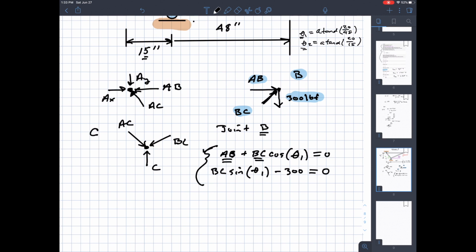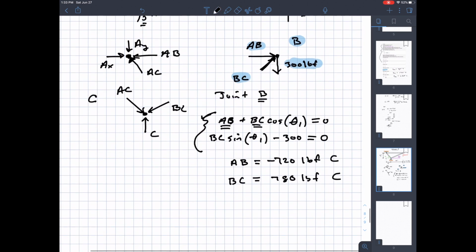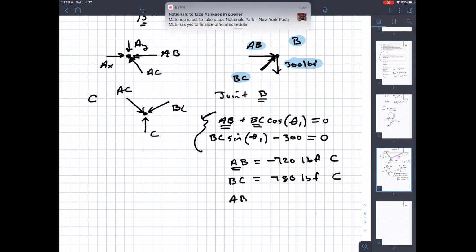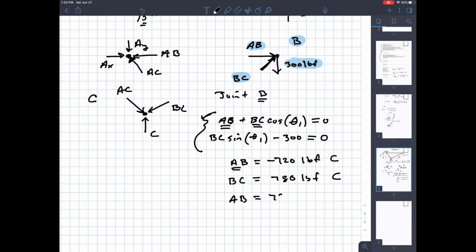Okay, so I did that off to the side. I did it in MATLAB. You get AB is equal to minus 720 pound force. Okay, and that we assume compression, and you get BC equal to 780 pound force. Again, we assume compression. So what that means is that AB is equal to 720 pound force in tension. Okay, so here's our two answers for BC and AB.